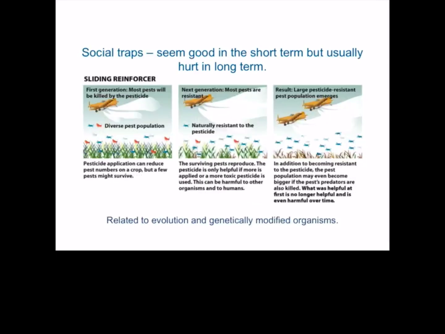And finally, the third social trap, what's called the sliding reinforcer. And this really looks at anthropogenic induced evolution. So you're all familiar with how evolution occurs. You have a diverse population of insects out there, and those insects that are best suited to live in these conditions are the ones that are going to produce more offspring. These offspring are going to have their traits. These traits are going to be passed on, and this is how evolution occurs.